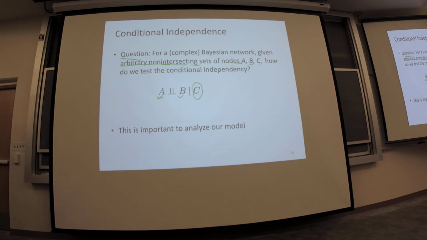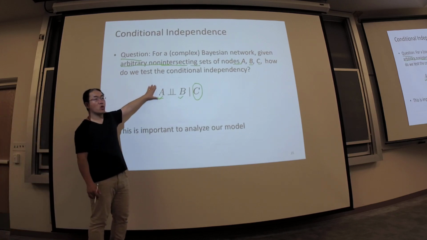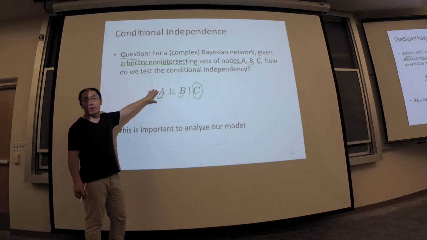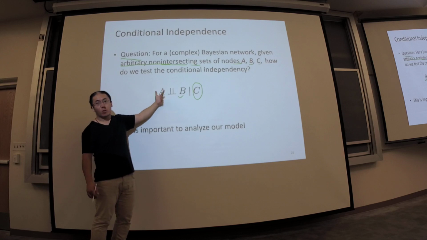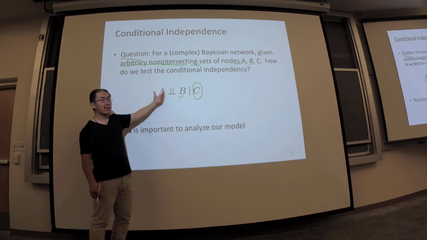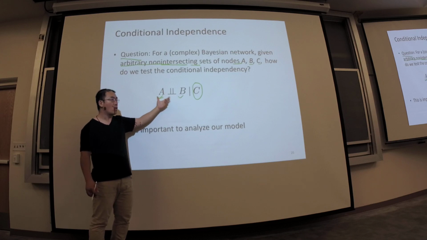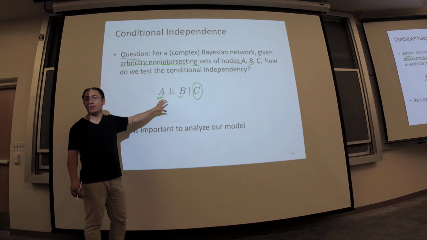This is the key strategy to probe our Bayesian network, to study what property this Bayesian network reflects, right? But the first question is how can we justify this? How can we tell whether they are conditionally independent or not? This is actually not very easy to answer.